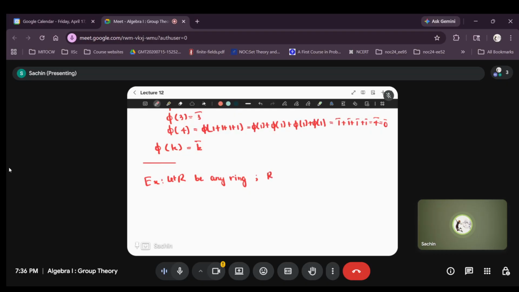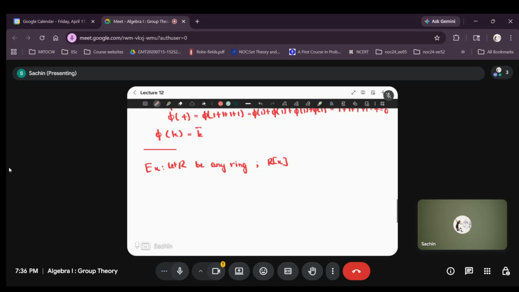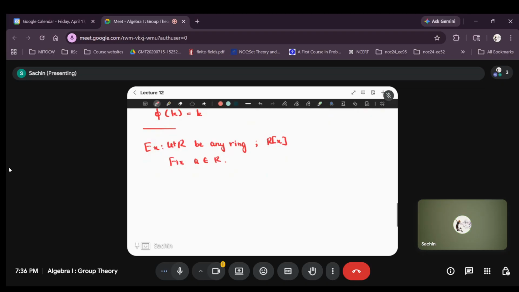Then R[x] is the polynomial ring with coefficients from R. Fix an element a in R. So you pick one element. For each element, you will get a different homomorphism. Define phi a from R[x] to R by phi a of f(x) is equal to f(a). This is a ring homomorphism.